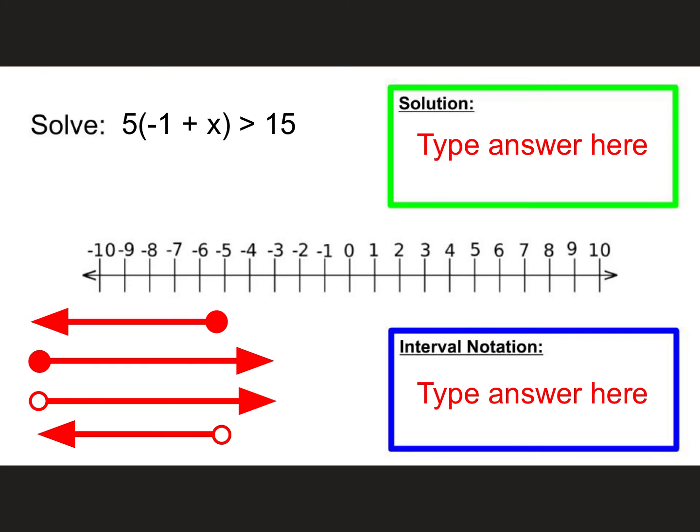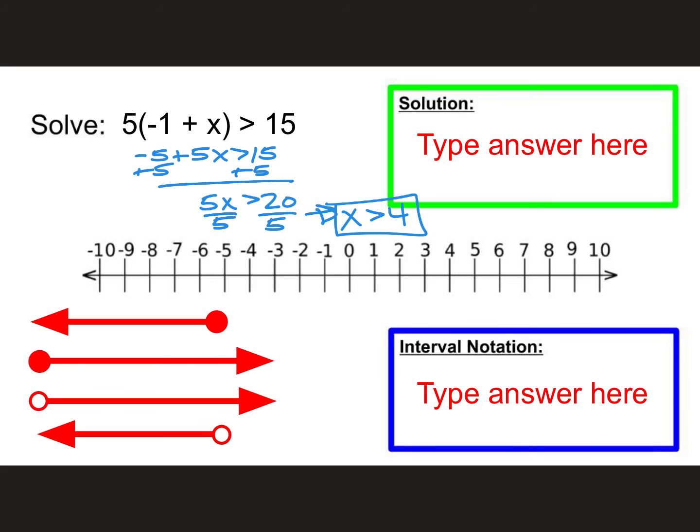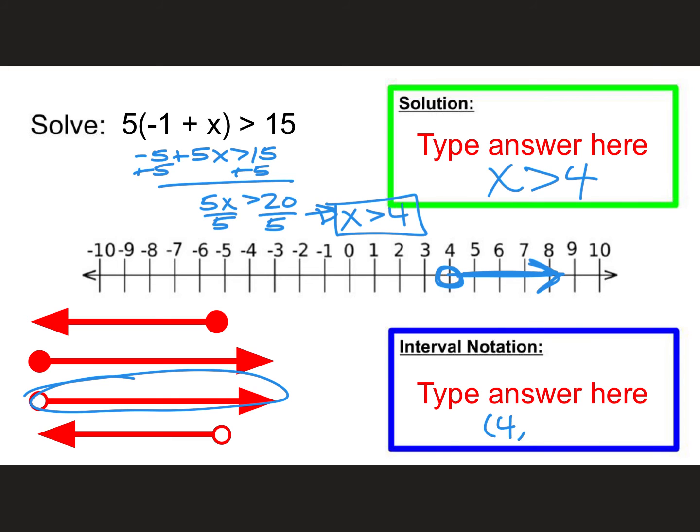On this one, we just have to distribute first, so we get -5 plus 5x is greater than 15. I'm going to add 5. So that gives us 5x is greater than 20. Divide by 5. And that's x is greater than 4. So that's what we would be typing in the solution. When I go to graph it, I'm going to grab this third one and I will place it on the 4 with the arrow pointing to the right. And then that interval is 4 to infinity.